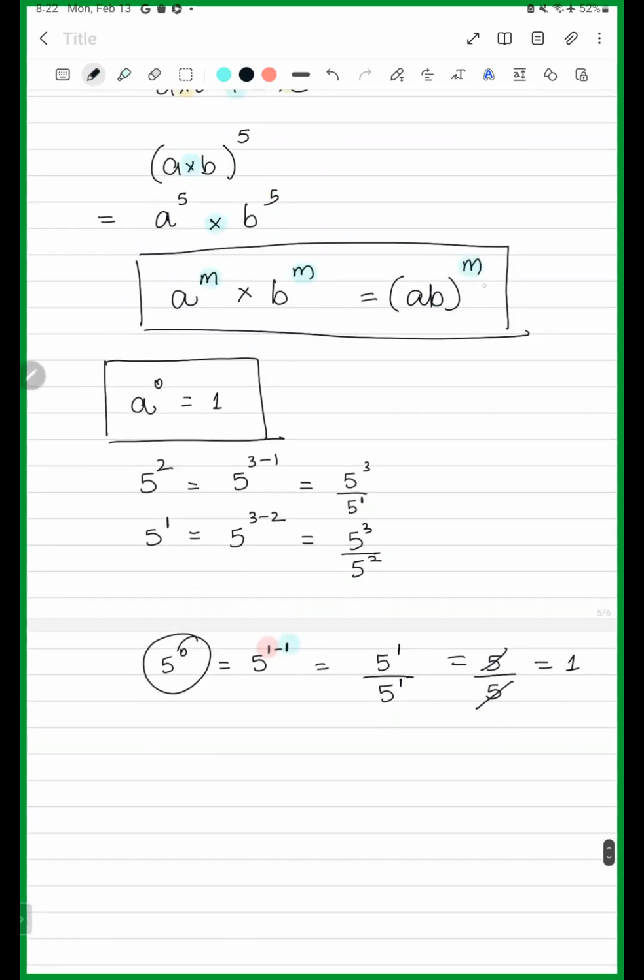हाँ, इसी से related one more thing. If you have a to the power m divided by, we can say divided by b to the power m. Wait, same power. I have a question.